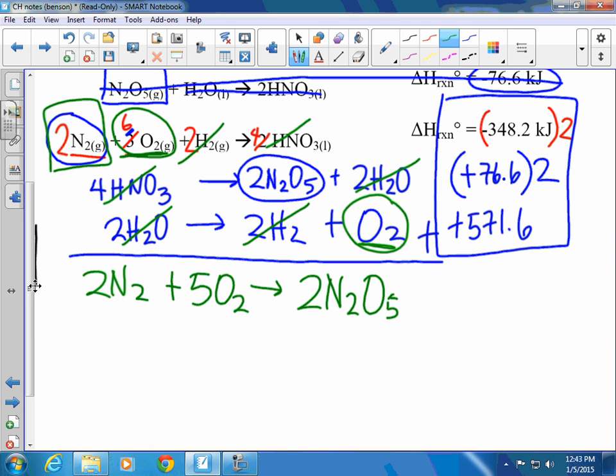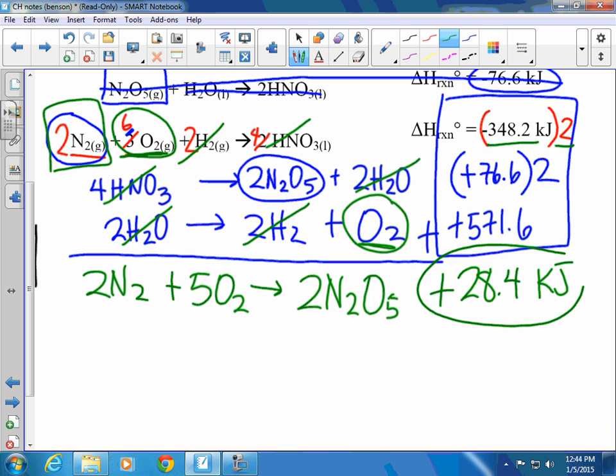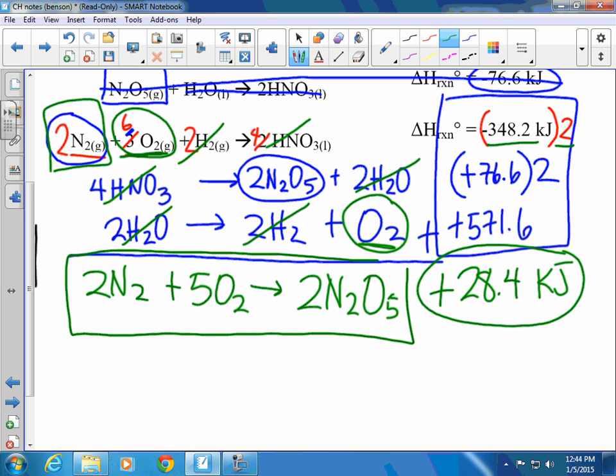Now I'm going to grab my calculator. I'm going to take 2 times this exothermic reaction plus 2 times 76.6 plus 571.6. Punch that in your calculator and make sure you get the same thing that I did. And it's going to be an endothermic reaction, 28.4 kilojoules of energy that was taken in. So what that's saying is that I didn't actually do this equation in lab, but I manipulated 3 other ones to give me the change in heat of this reaction. That's it. That's Hess's law.